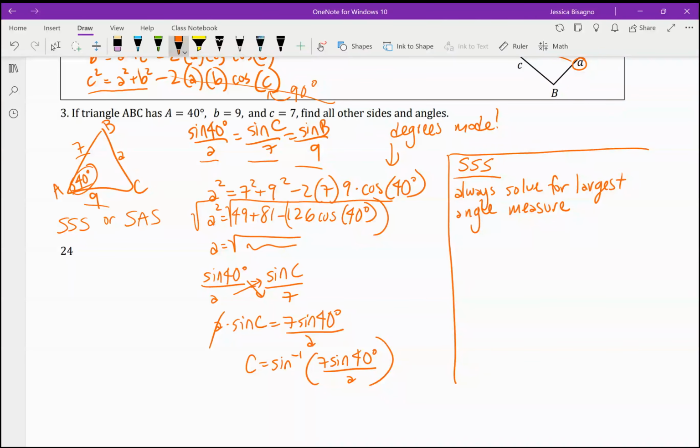I know it's hard. You'll see in the next video what the ambiguous case is, but basically sometimes law of sines results in 2 answers. And to avoid that with a side, side, side issue, solve for the largest angle measure, and then you shouldn't have any issues with the ambiguous case. So just take my word for it. If you're given side, side, side, solve for the largest angle measure.